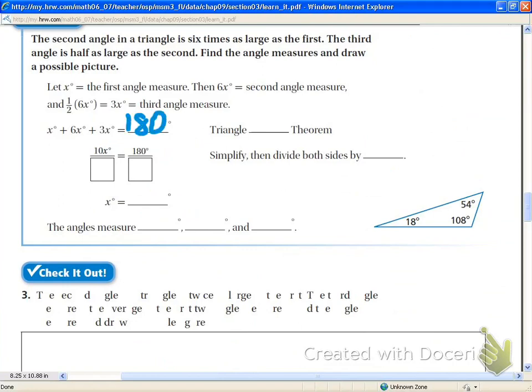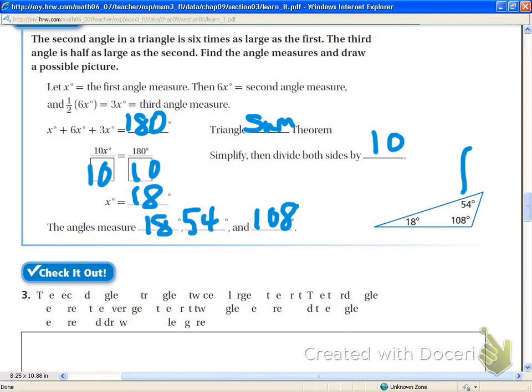So this is the triangle sum theorem. When you're in geometry, you're going to have to write out why you said it's 180. So on one side of your paper, you write the work that you did. On the other side of the paper, you write the theorem. So this is an introduction to geometry. 180 divided by 10 is 18. So then we need to go back and find our angle measures. The first angle measure is 18. And then we have 54. And then 108.